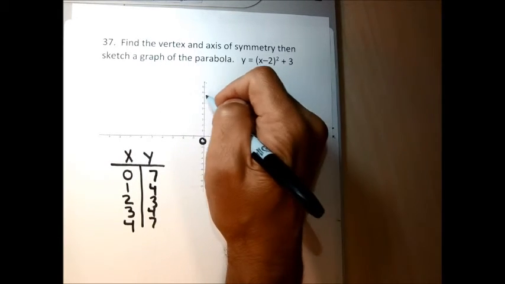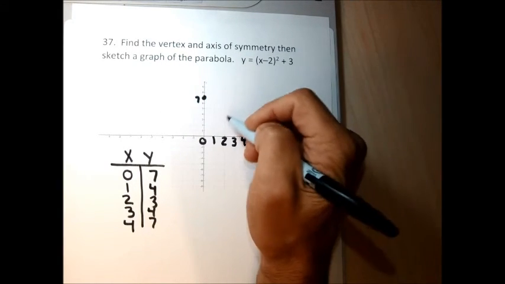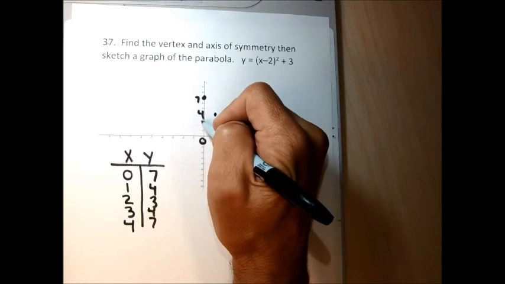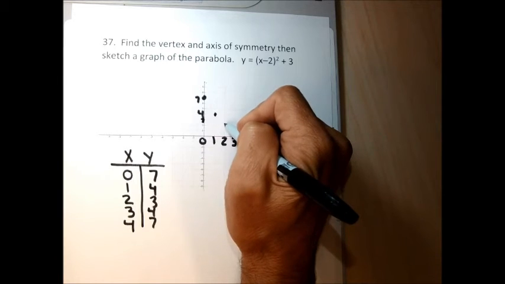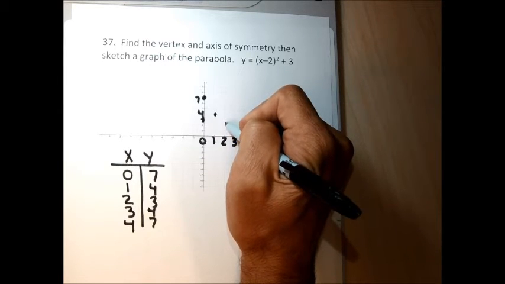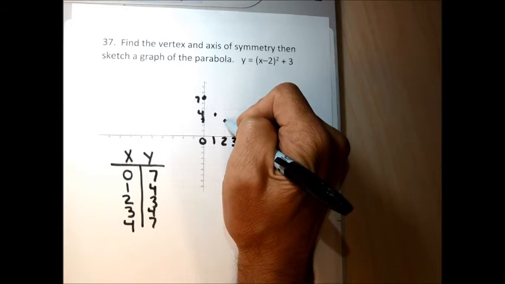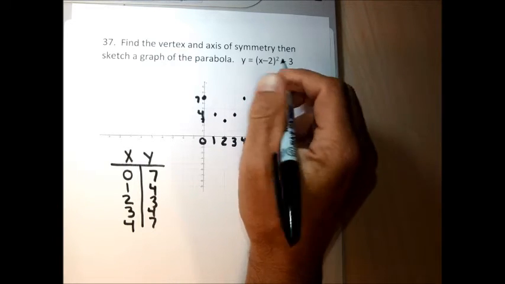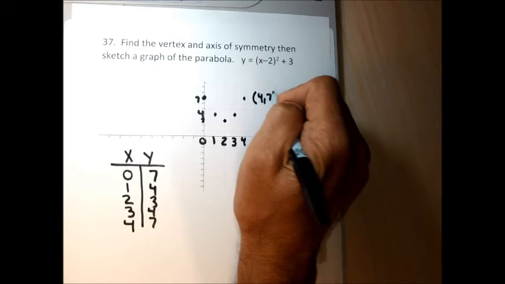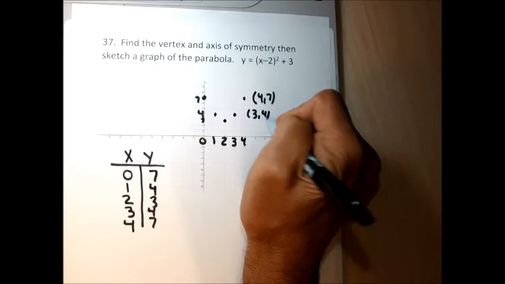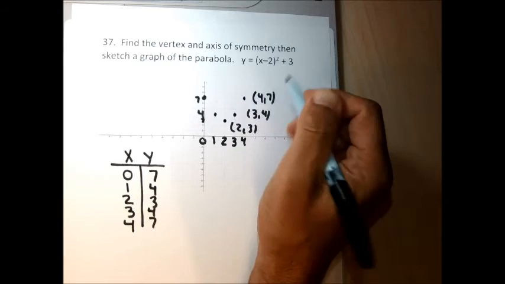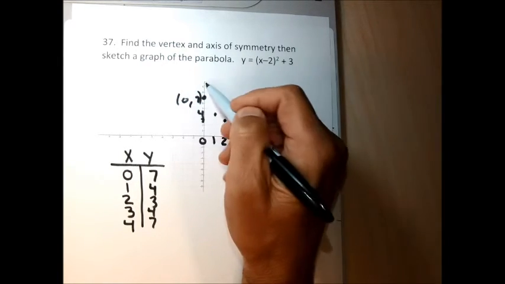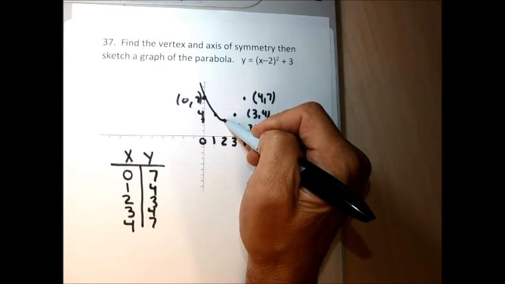So I'm going to plot the point 0, 7. And then I'm going to plot the point 1, 4. And then the point 2, 3. You can barely see these very well. And then 3, 4, and 4, 7. So you can write the points down. So there's the point 4, 7, 3, 4, 2, 3, 0, 7. You don't have to write the points down. And so there's my graph.